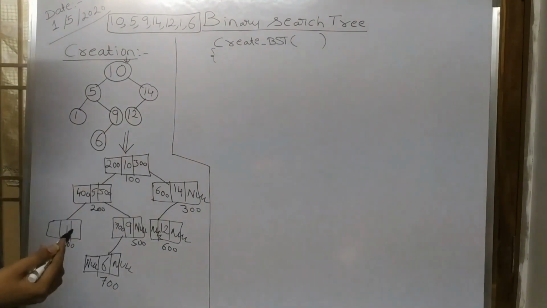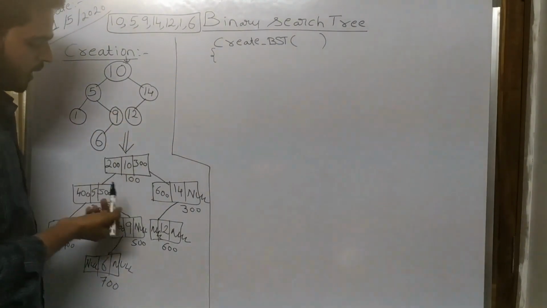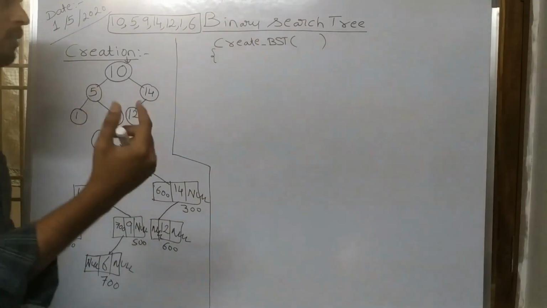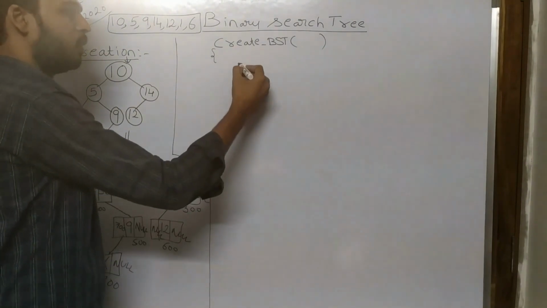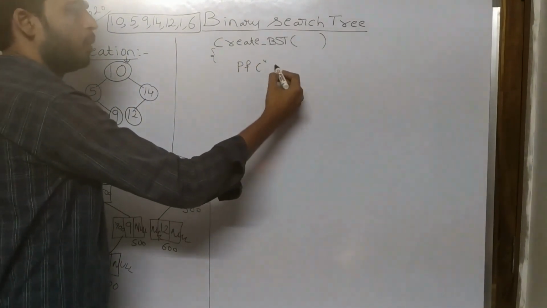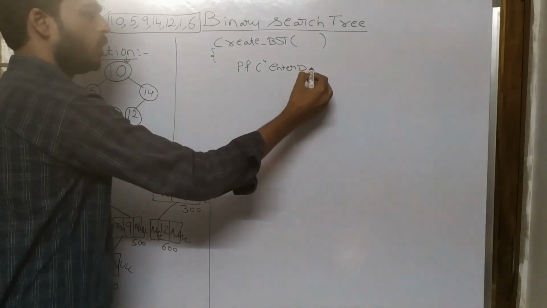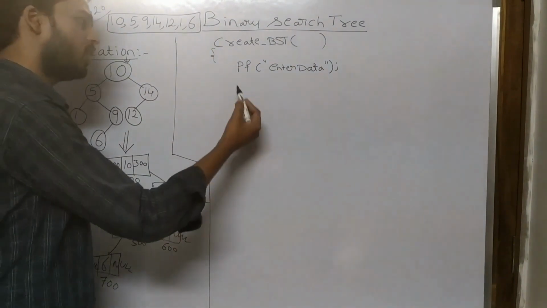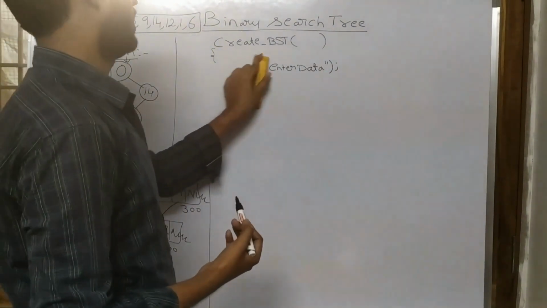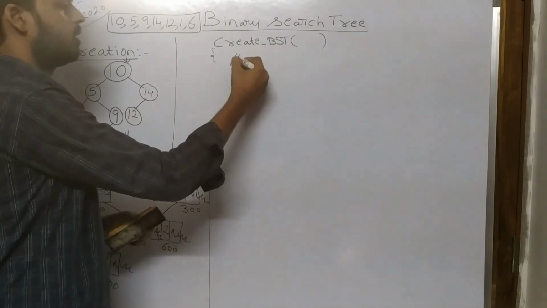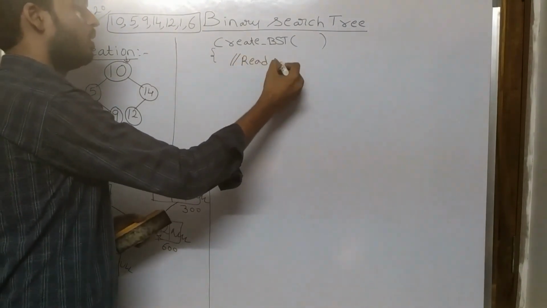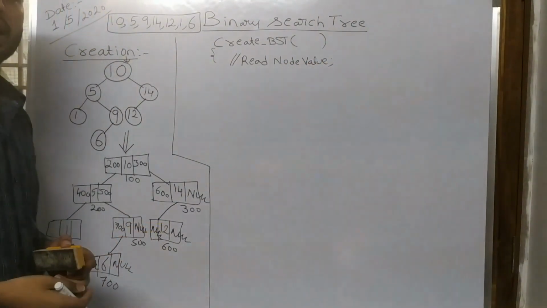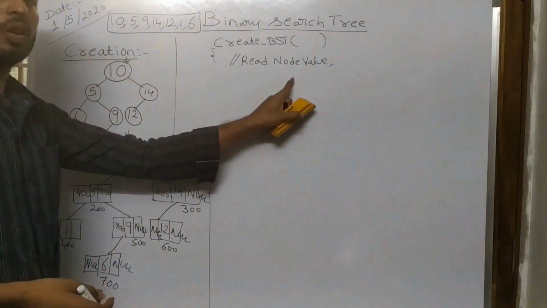Now, first I have to create a node, or before creating a node, we need to accept some data from the user. So for that, printf, please enter data which you want to insert. Instead of writing all this, I am simply writing read node value.